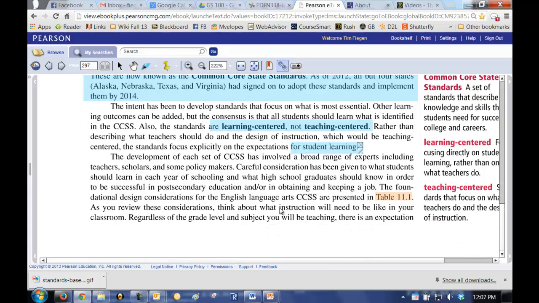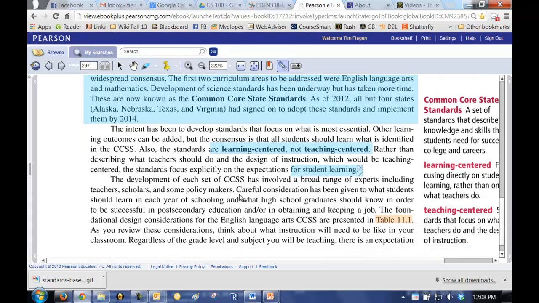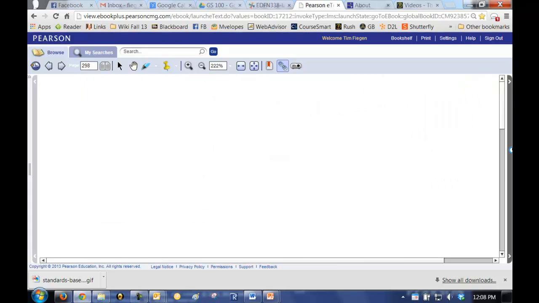Development of each of these has involved a broad range of experts, including teachers, scholars, and this. No, we just said it was the governors and the chief school officers. Careful consideration is given to what students should learn in each year of schooling. So Common Core isn't overall, it's each year. There's a standard for each year. What high school graduates should know, so each grade, and what a high school graduate should know in order to be successful in post-secondary education. The foundational design considers English, arts are presented in this table, and there's another table for it also.